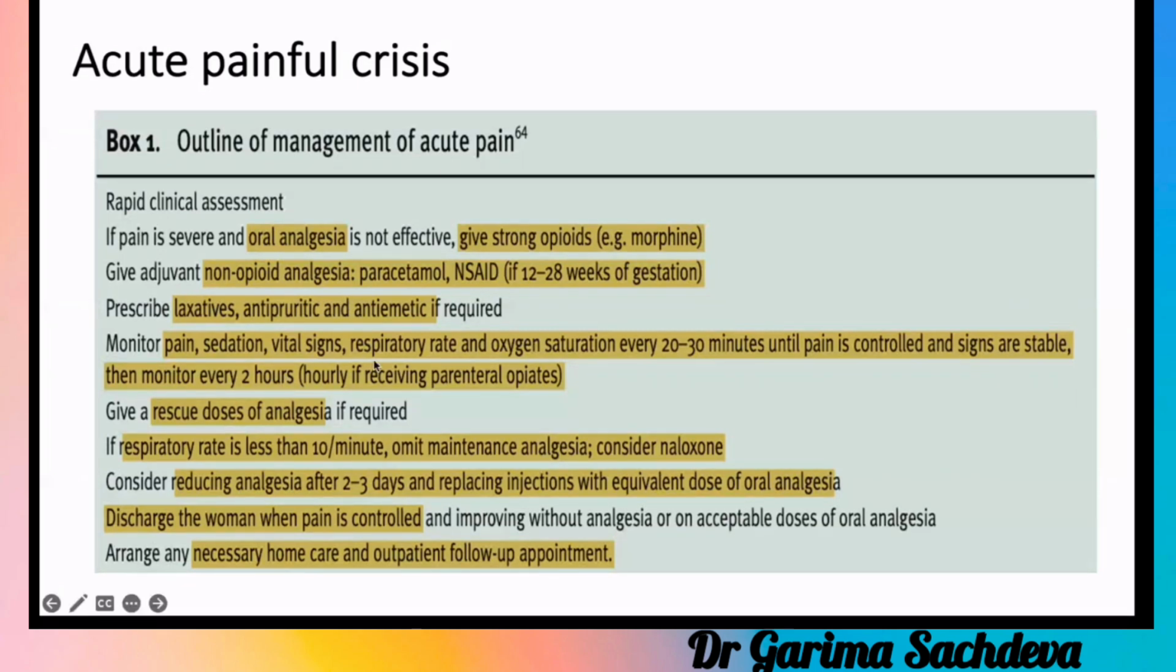You monitor the vital signs, the respiratory rate, and oxygen saturation every 20 to 30 minutes until the pain is controlled and signs are stable. Then you monitor them 2 hourly, and hourly if you are still giving them parenteral opiates. Once the patient settles, in order to avoid further pain episodes, you give them rescue doses of analgesia. If the respiratory rate becomes less than 10 per minute, you omit the maintenance analgesia and consider naloxone.